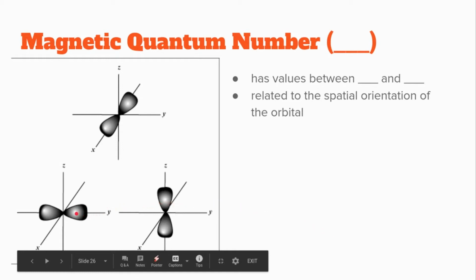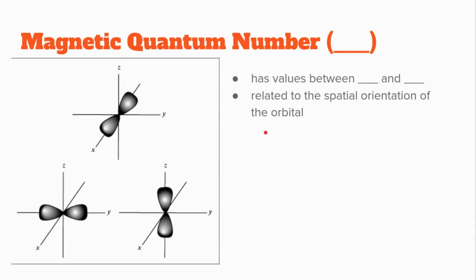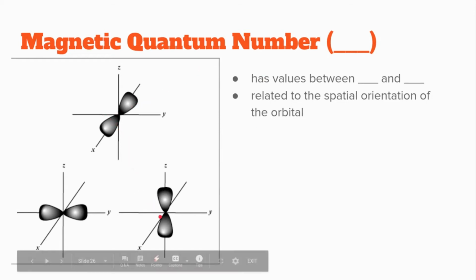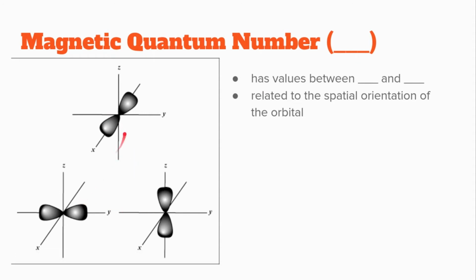So when l equals 1, it's a p orbital. And there are 3 possible values for m_l, which are -1, 0, and 1. And we see that there are 3 ways for the p orbital to be arranged on this XYZ axis.